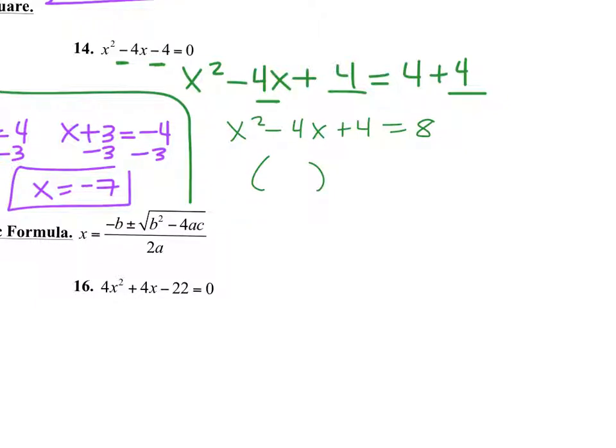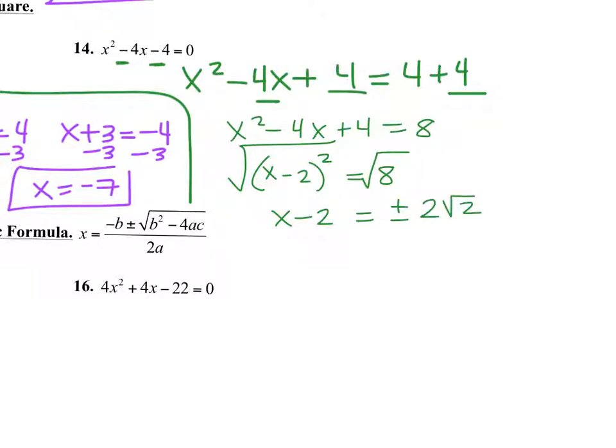What does this factor as? That would be x minus 2 squared equals 8, okay? Then we square root. So when you square root that, you get x minus 2 equals plus or minus, what's the square root of 8 simplified? 2 rad 2, right? Square root of 4 and square root of 2 would get you 2 rad 2. Okay, and then we're going to add the 2. So x equals 2 plus or minus 2 rad 2. And that is your answer.